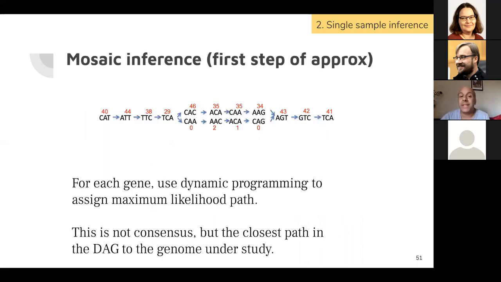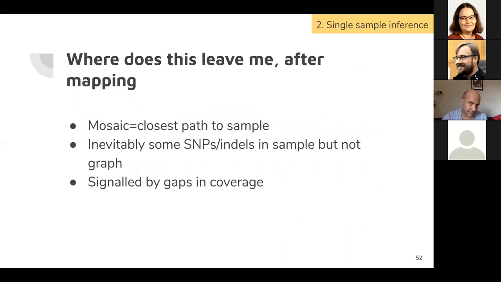And then once you've done this, I've got a DAG, I've got counts on it. I can use dynamic programming to assign the maximum likelihood path along here to estimate the genome. And I'm talking about haploid bacteria here. So it's not consensus, but it's the closest path in the DAG to the genome under study. Okay, where does that leave me? Well, I now have a mosaic, which is the closest path to my sample.